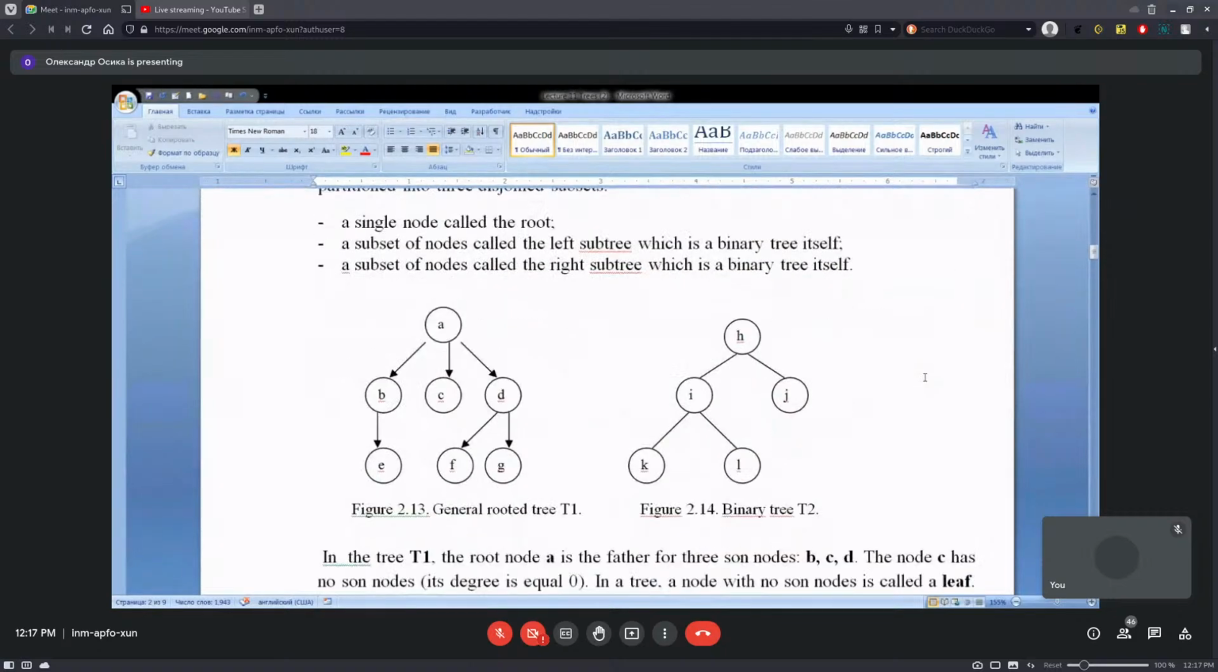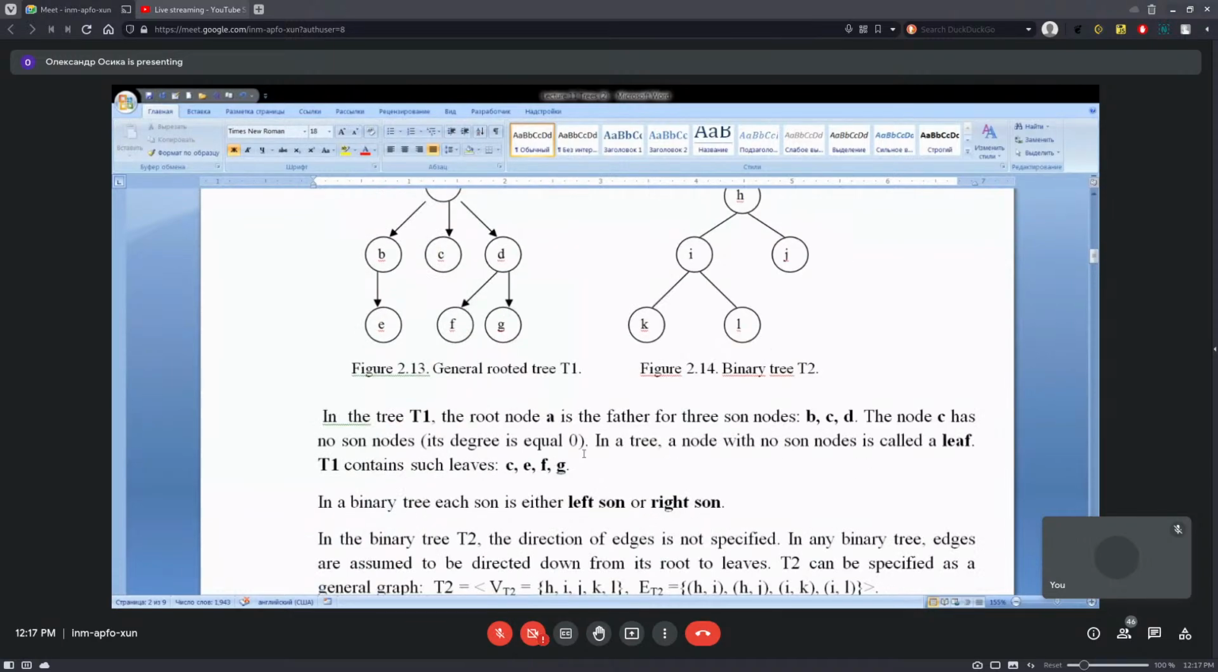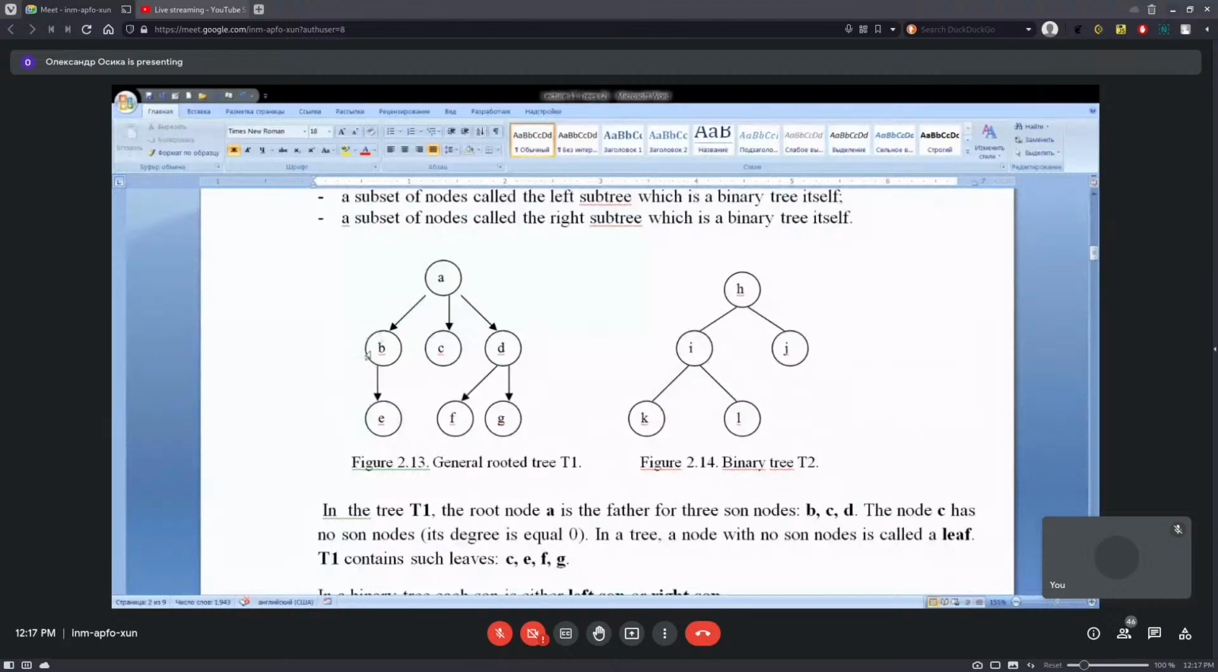Okay, so here is a picture of a general rooted tree. This is the root node. It has three sons. This is the father for E. C has no son nodes, and vertices without son nodes are called leaves. One leaf and many leaves.